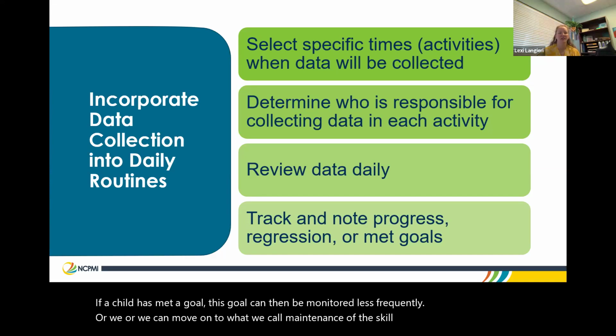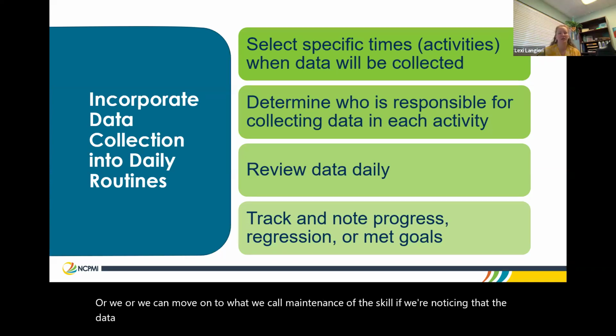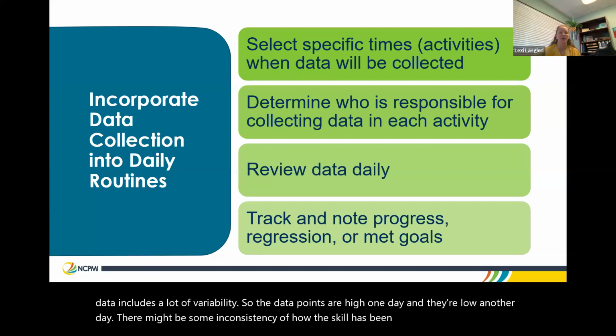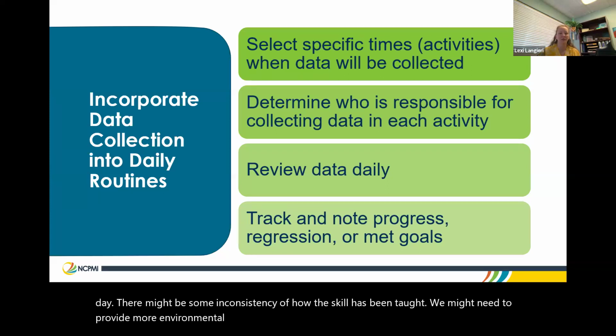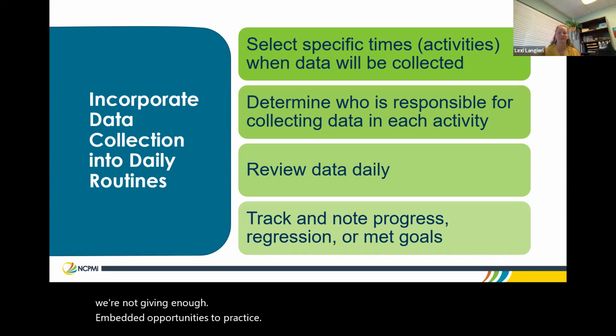If we're noticing that the data includes a lot of variability, so the data points are high one day and they're low another day, there might be some inconsistency of how the skill has been taught. We might need to provide more environmental supports or different levels of help being offered, or maybe we're not giving enough embedded opportunities to practice the skill.